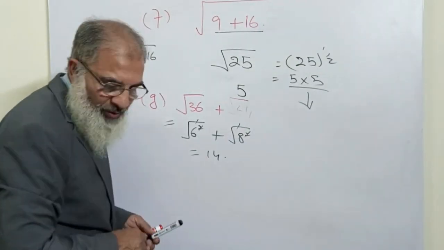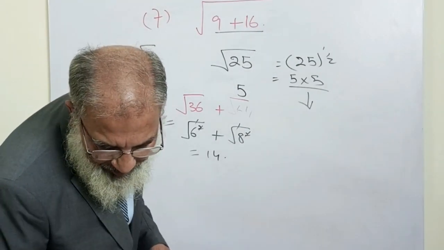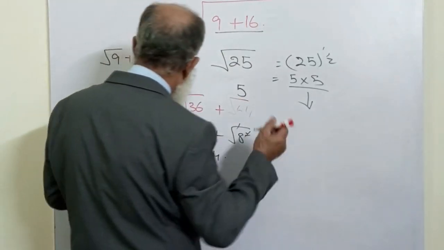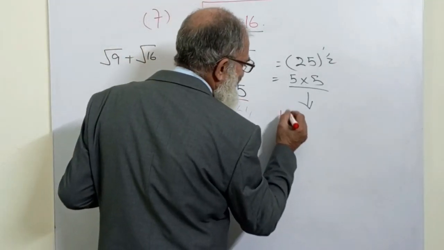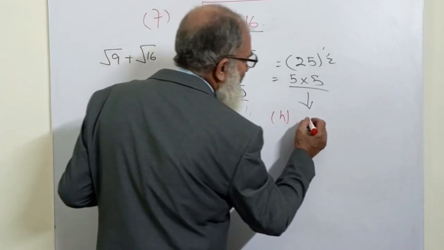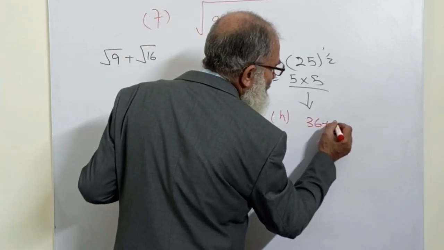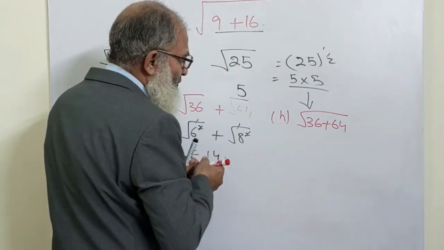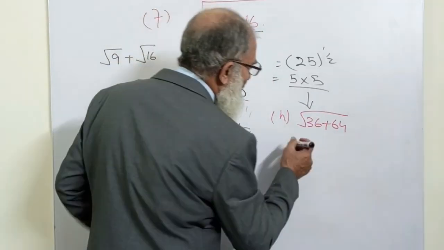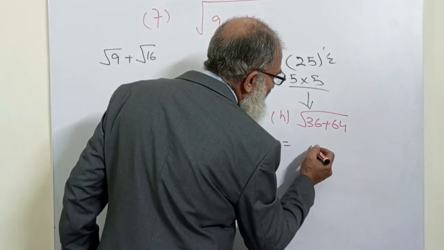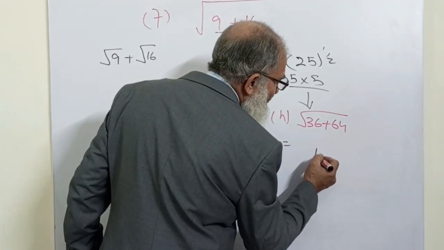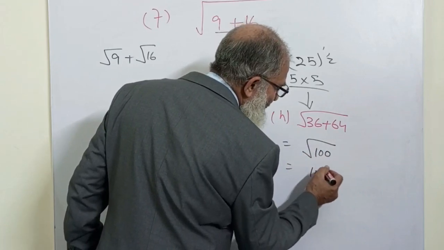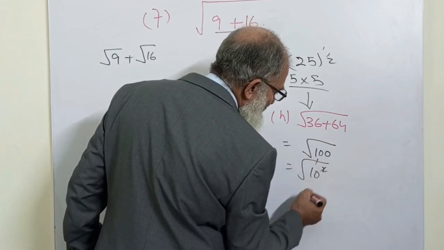And there is another part quite similar to this, and that is H, and it is the root of 36 plus 64. Now you have to add these before going to the root. Now what happens here? It becomes 100, and it is the root of 100, which is 10.